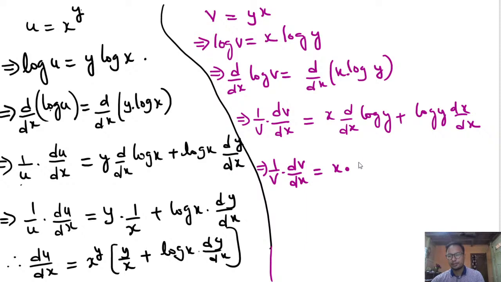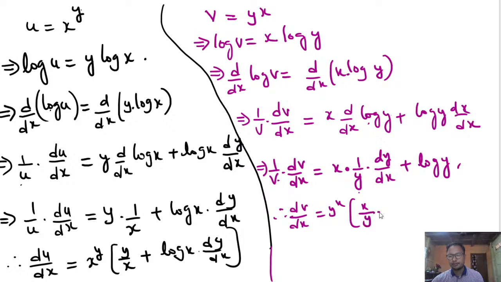times the derivative of log y, which is 1 by y. Applying the chain rule, we differentiate log y to get 1 by y, times dy by dx, plus log of y times dx by dx, which is 1. Up to now we are getting this, right? Now what is dv by dx? dv by dx is v multiplied, that means we have y to the power x, times x by y dy by dx plus log of y. Is that okay?